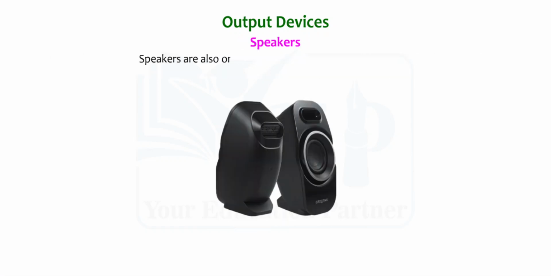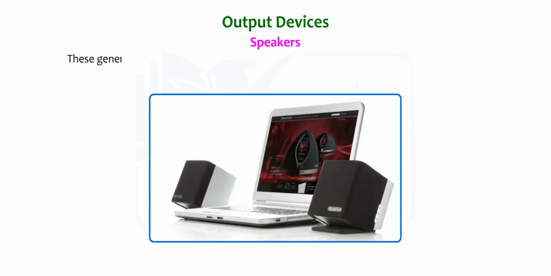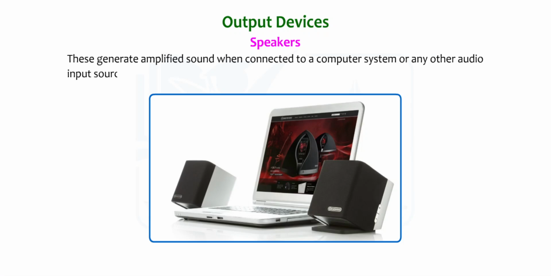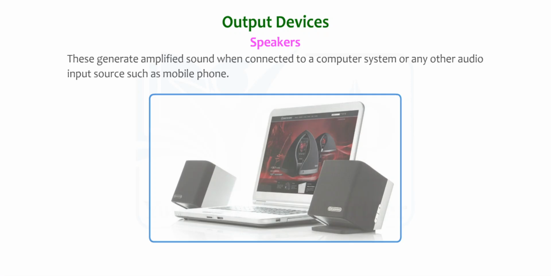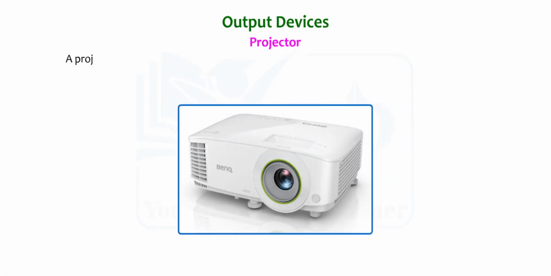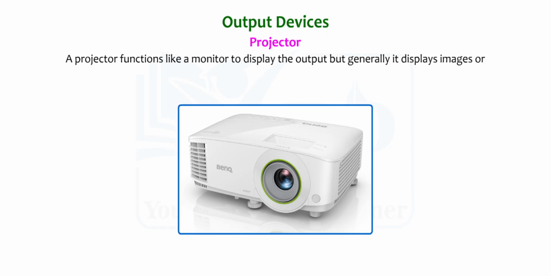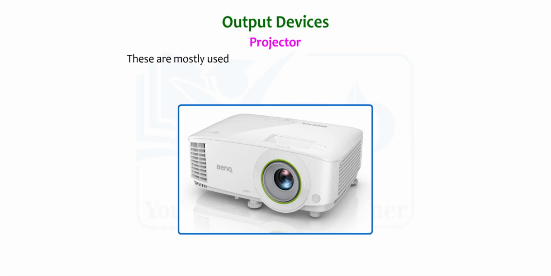Speakers. Speakers are also one of the most common output devices. These generate amplified sound when connected to a computer system or any other audio input source such as a mobile phone. Projector. A projector functions like a monitor to display the output, but generally it displays images or videos on bigger areas. These are mostly used during office meetings and presentations.